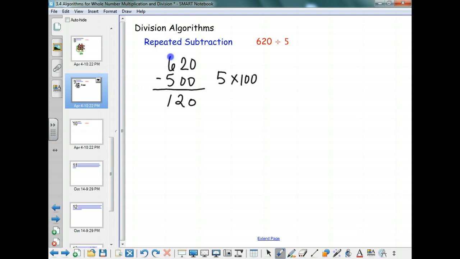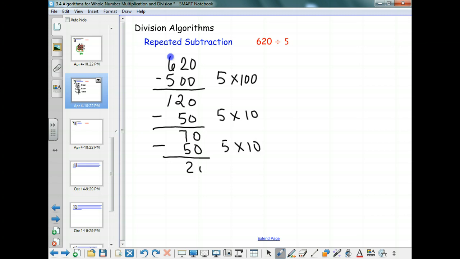Which means the next biggest thing I can subtract is what? 50. Now I could have to subtract 50 more than once. In fact, I will, won't I? So we're going to subtract 50 here, which is 5 times 10. And when I subtract 50, what do I get? 70. And then I can actually subtract 50 again, correct? Sure. So 70 minus 50, which is 5 times 10, would be 20. And I can no longer subtract 50.